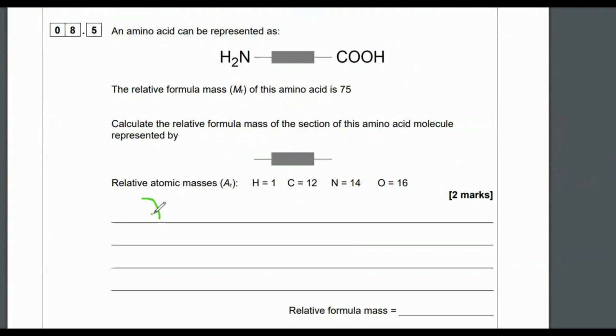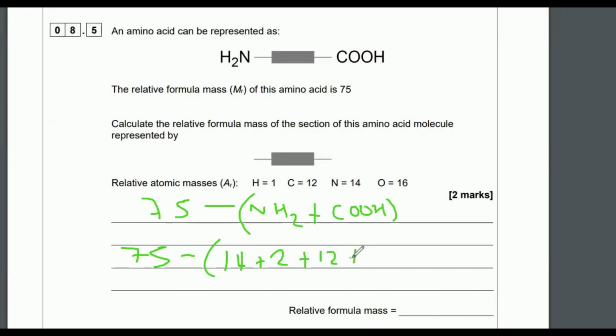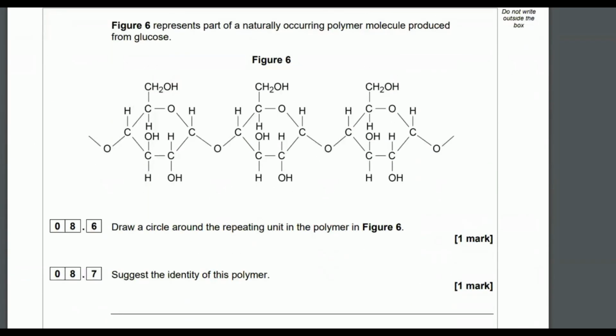So we've got 8.5. An amino acid can be represented as H2NCOOH. The relative formula mass Mr of this amino acid is 75. Calculate the relative formula mass of the section represented by the grey block. So we just want to do 75, which is the total, minus H2NCOOH. Simple maths. We want to take away 14 for the nitrogen, 2 ones for the hydrogen is 2, 12 for the carbon, 16 times 2 for the 2 oxygens, 32, and 1 more for one more hydrogen. So 75 minus 14 minus 2 minus 12 minus 32 minus 1, and that all comes to 61. So our answer here, the relative formula mass for that grey block in the middle, is going to be 14. And that's going to be C with two H's attached, CH2. But they don't ask you for the formula of it, but it would be CH2. Okay, let's zing down. We're nearly at the end of this question.